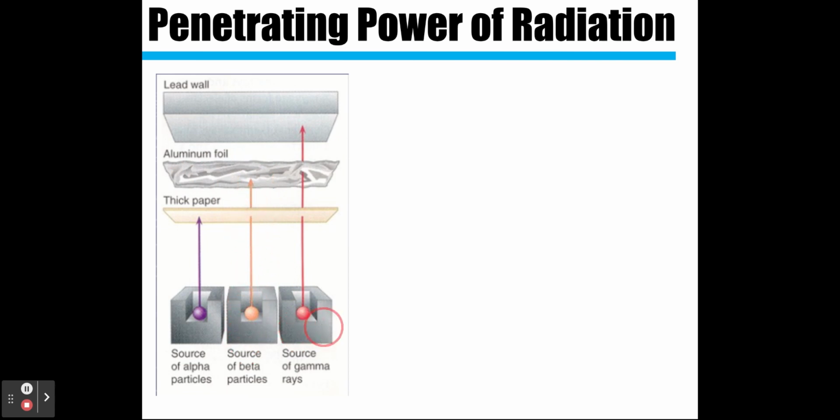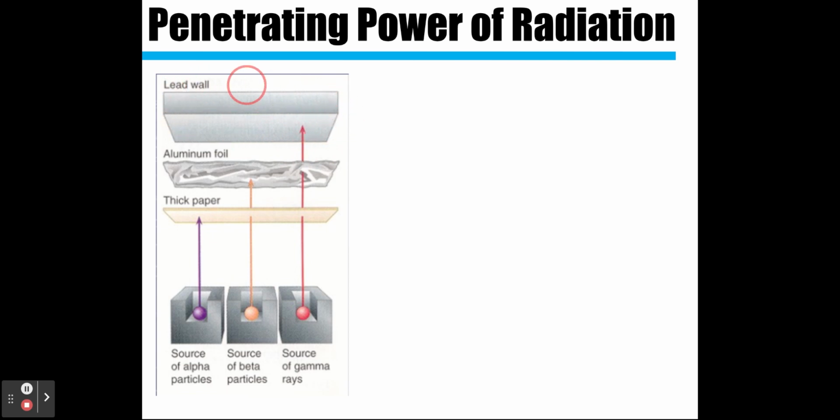And what about your gamma ray? Your gamma ray has no mass whatsoever. So because it has no mass, it has a very large penetration power. And so this can barrel through paper pretty easily, aluminum foil pretty easily. You're going to need some thick lead or concrete to block the gamma rays that come from gamma radiation.